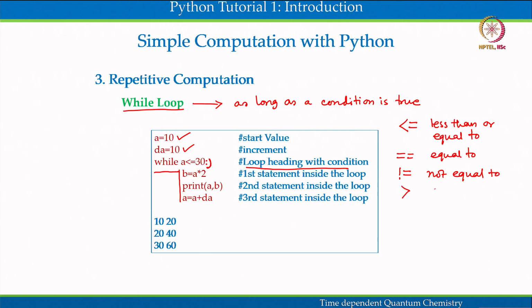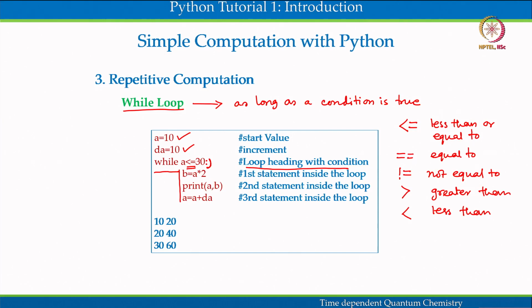This indicates greater than, and this indicates less than. So, there are many Boolean expressions one can look up in the Python documentation accordingly, and what we are using is the less than or equal expression. So, when entering into the loop, it will check what is the value of a.